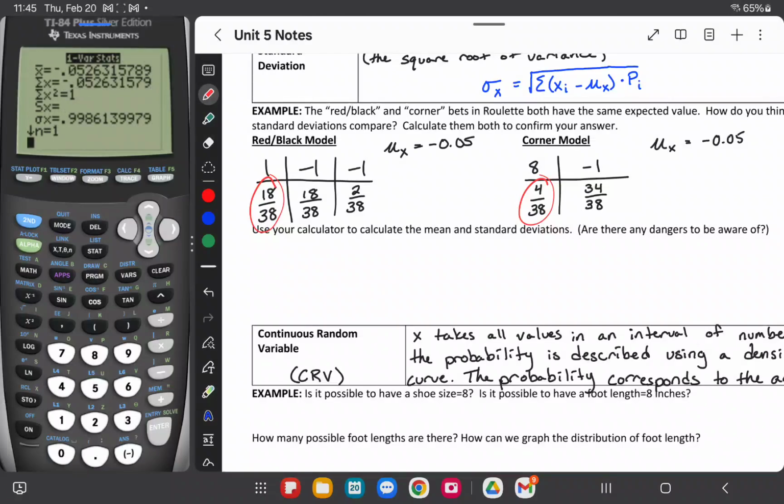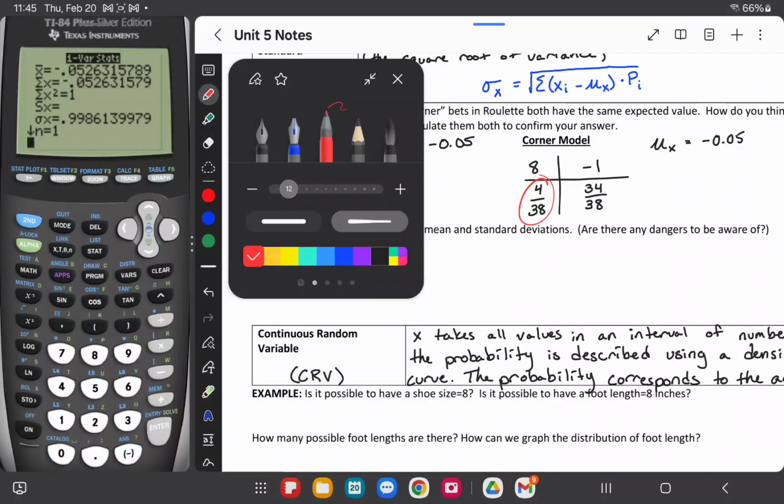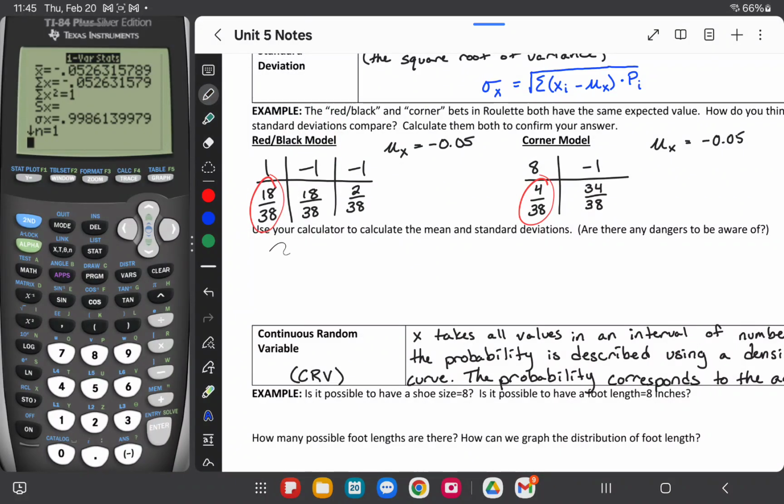Notice that that's another way to find the mean, because if you look at that very first decimal value, negative 0.0526 and some change, that is still the mean for our distribution. So the mean of X is that negative 0.05, but now we can also see the standard deviation. So notice that the standard deviation for this red-black model, which I'll go ahead and write here in the notes as well, is that sigma sub X is equal to 0.9986. We'll just go to 4 decimals for right now.